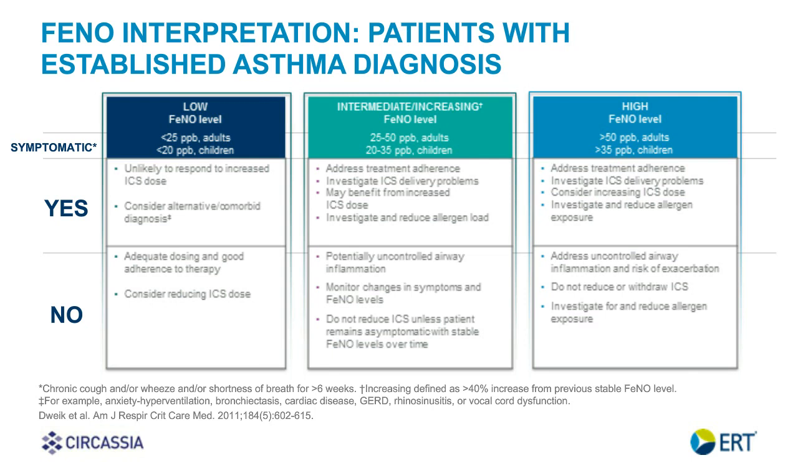And then those patients who come in and have high FeNO levels, if they're symptomatic, again, you would have to address whether they're actually being adherent to the therapy, and investigate whether they know how to use the device well, or are actually using it properly. You might consider increasing their dose of inhaled corticosteroid and also investigate their allergen exposure. If they're not symptomatic, you still need to address the fact that they continue to have underlying uncontrolled airway inflammation, and I would not at this time withdraw or reduce inhaled corticosteroids, but you may consider adding another type of medication at times to these patients.